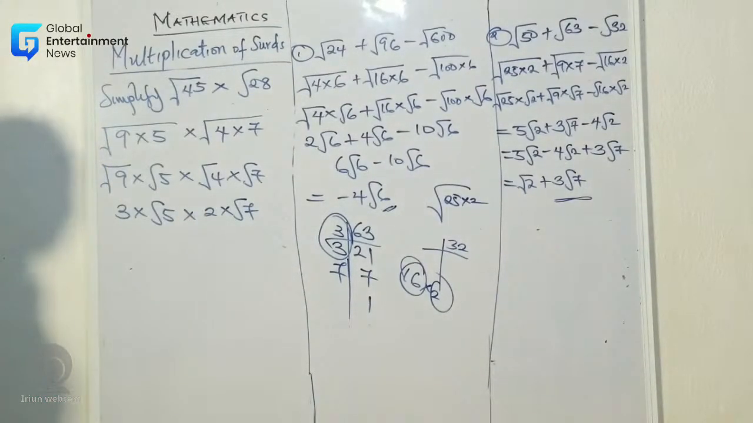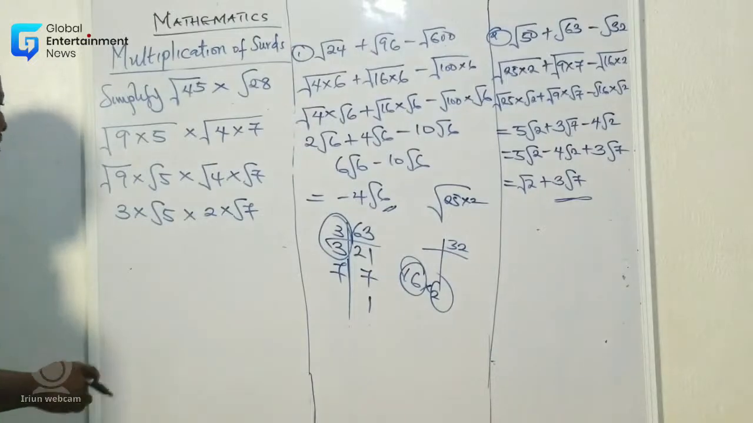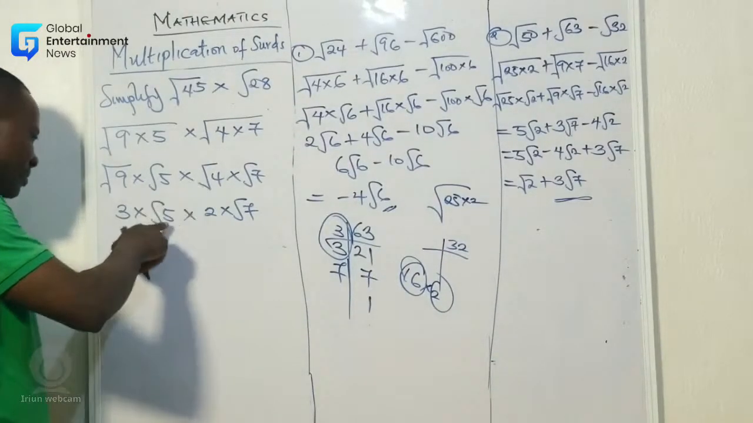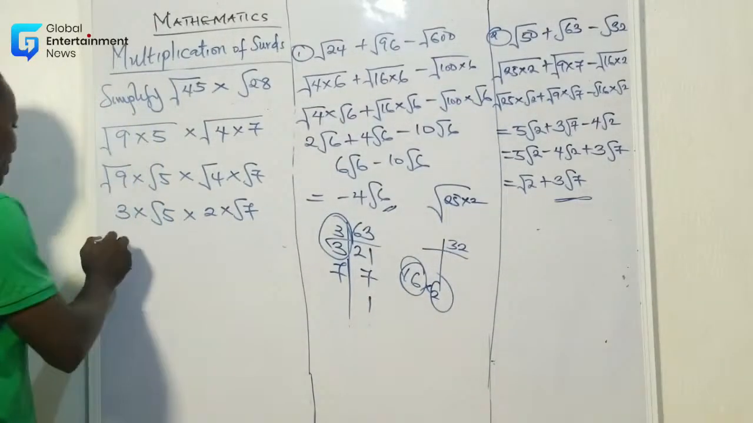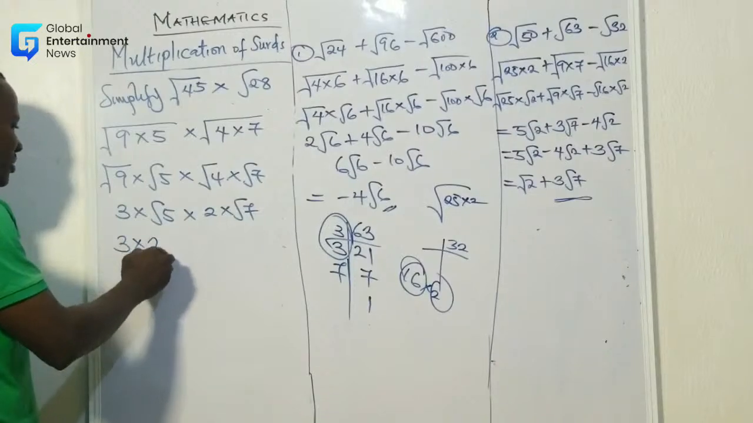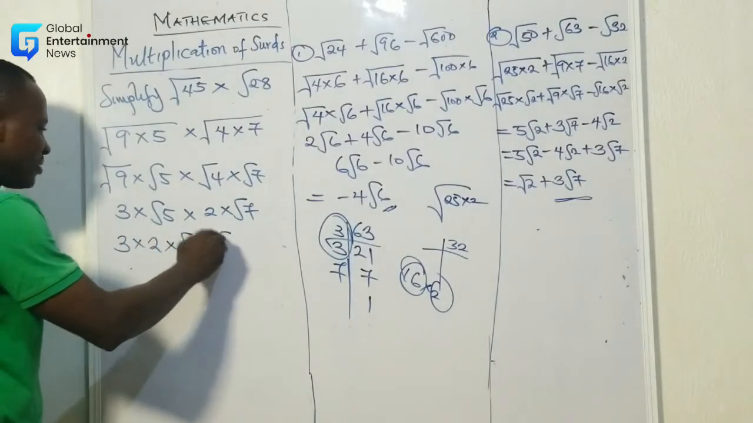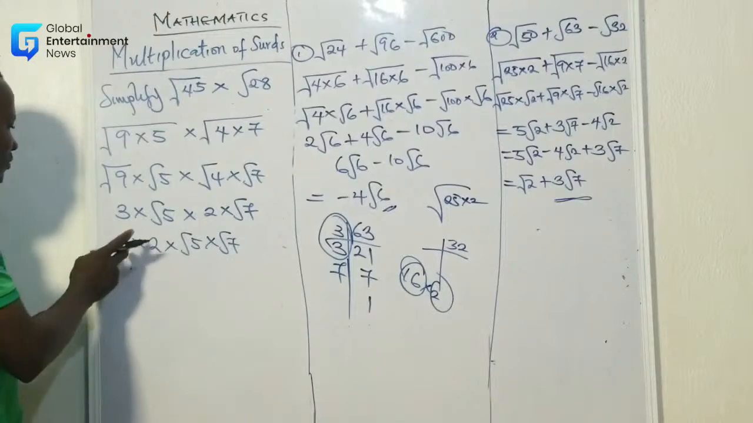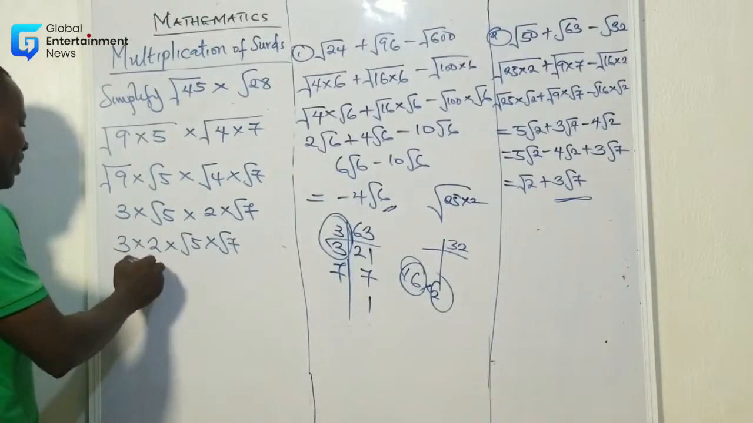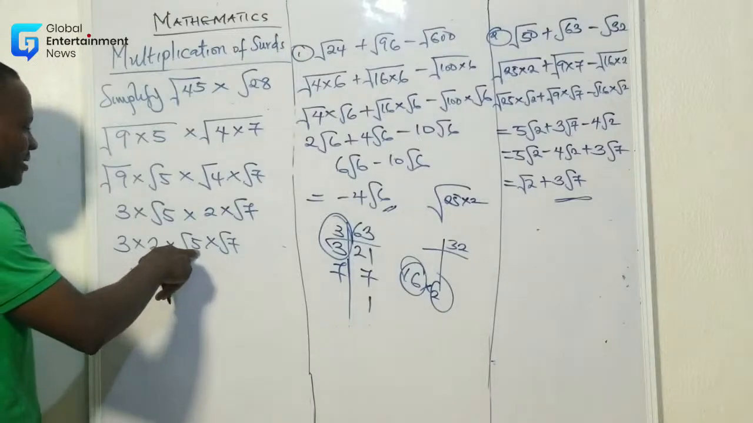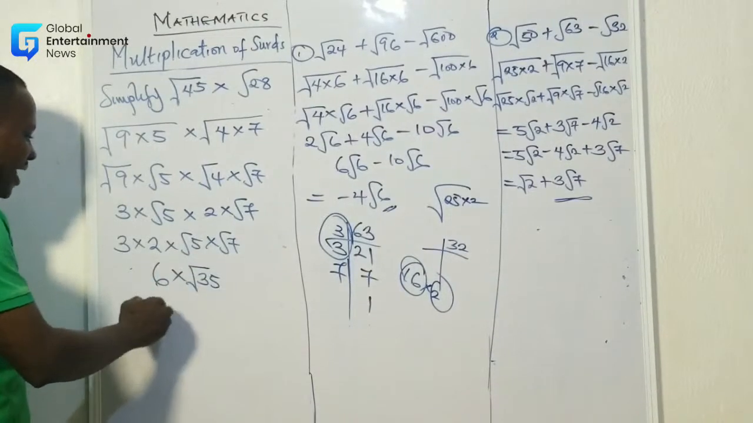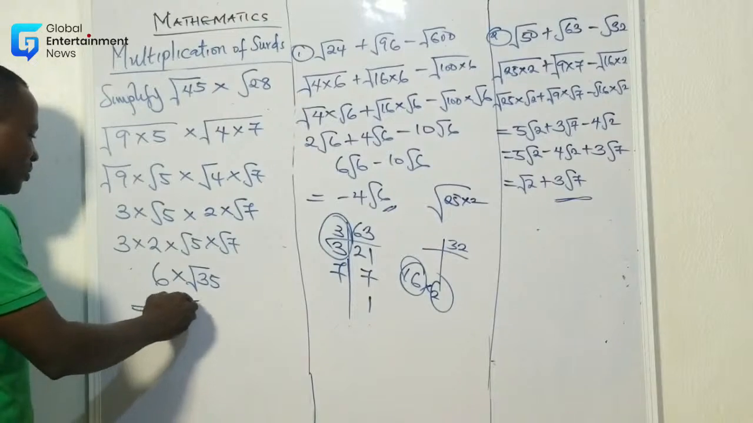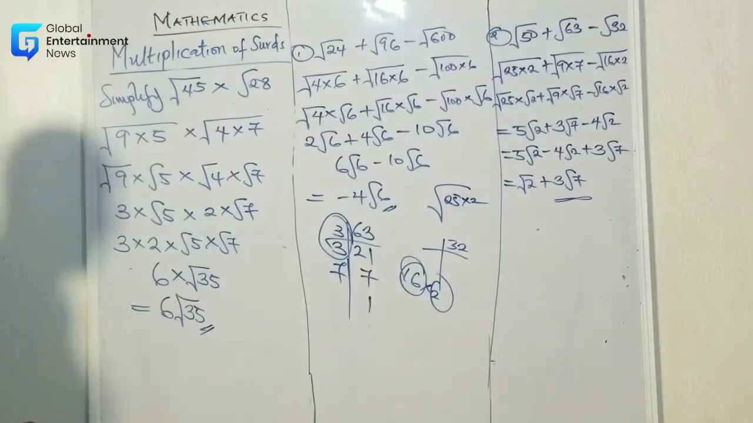And if we collect the like terms here, we say 3 times 2, then 5 times 7, because all are multiplication. Now, we say 3 times 2, then times root 5 times root 7. So, what do we have? 3 times 2 is 6. We have 6. What about this? Root 5 times root 7 is root 35. So, my final answer here is 6 root 35. That is my final answer.